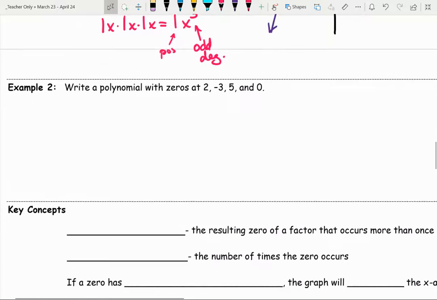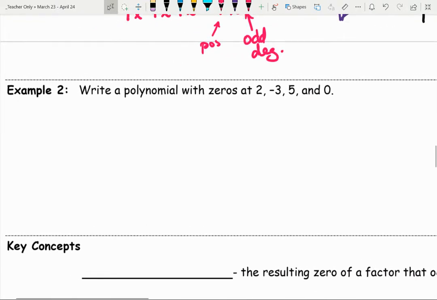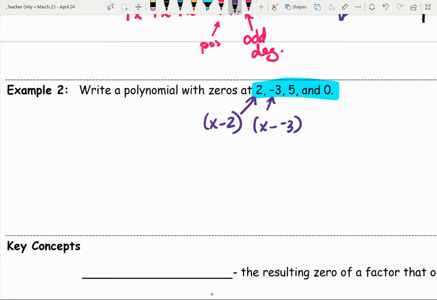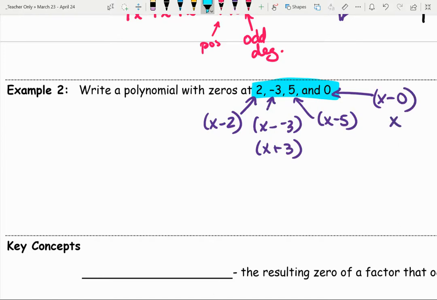We can also use information about zeros to write a polynomial. So if we have these 4 zeros here, 2, -3, 5, and 0, we would write our polynomial by converting each of those into factors. So that 2, it would be x minus 2 as its factor. -3 would be x minus -3, or x plus 3 if I wanted to simplify that, which I should. x minus 5, and then that 0, if we have x minus 0, well, we could just simplify that to x. So now we've got all the factors that go along with our individual zeros.